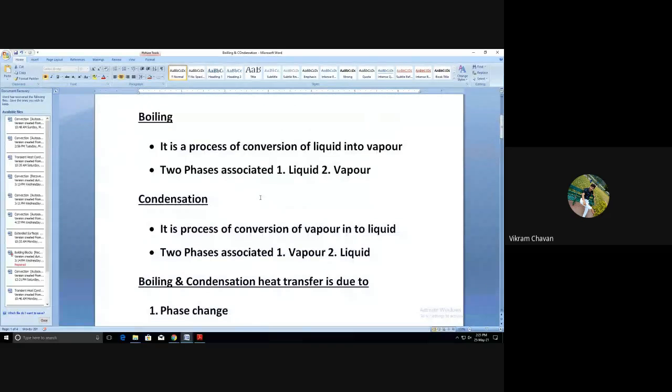Write down boiling. Boiling is the process of conversion of liquid into vapor.